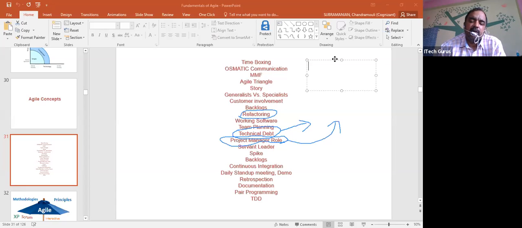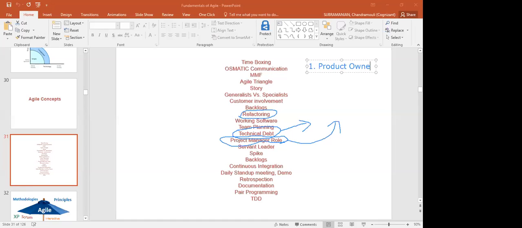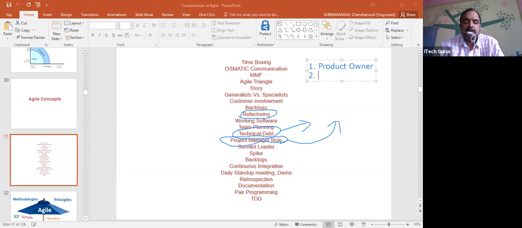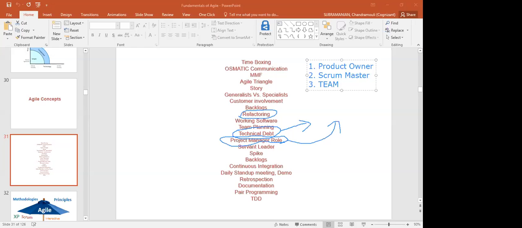Now, there are 3 roles in an agile project. Anyhow, we'll discuss it later. One is, as we already know, what is the role? Product Owner. The other role is called Scrum Master. So the product owner is responsible for what? The product owner is responsible for maintaining the product backlog. Yes. All of you agree?